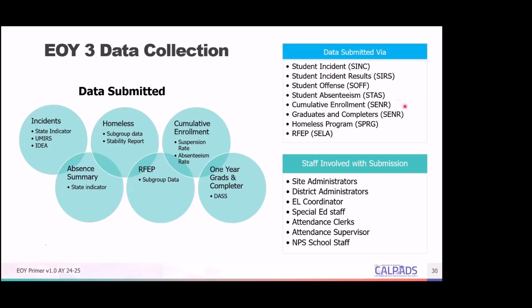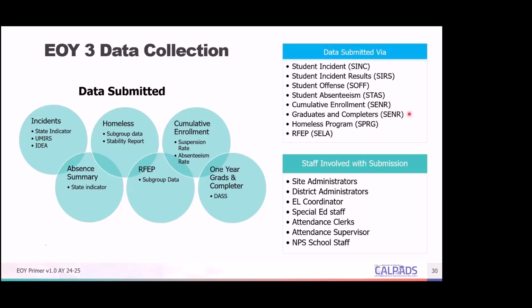Next is the SENR file, and we use the SENR file for a couple of different purposes in end of year three. So the first purpose is to determine cumulative enrollment. The counts for cumulative enrollment are used as the denominator in suspensions, expulsions, and absenteeism rates, and we get the counts of cumulative enrollment from the SENR record.